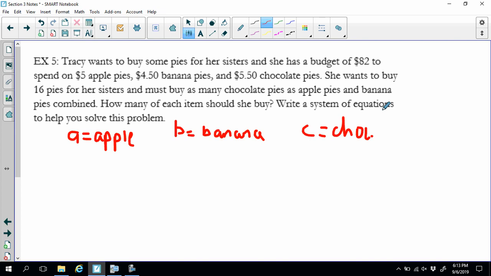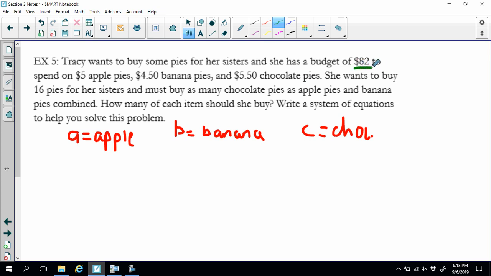Now notice that here we have 3 variables. This is going to be nice, so make sure you have this down. The number of variables tells you how many equations we're going to have. Because we have 3 variables, we're going to have 3 equations. To figure out our first equation, let's look at the money.